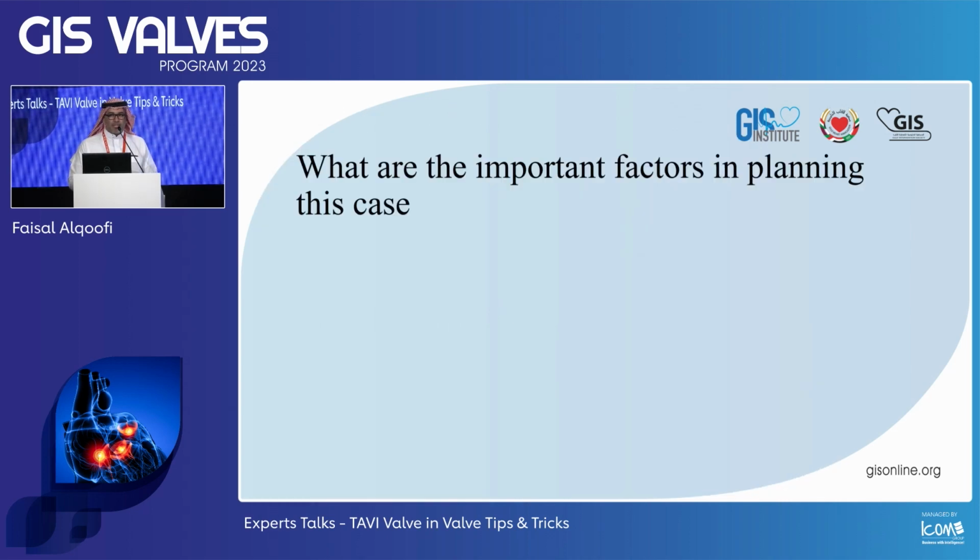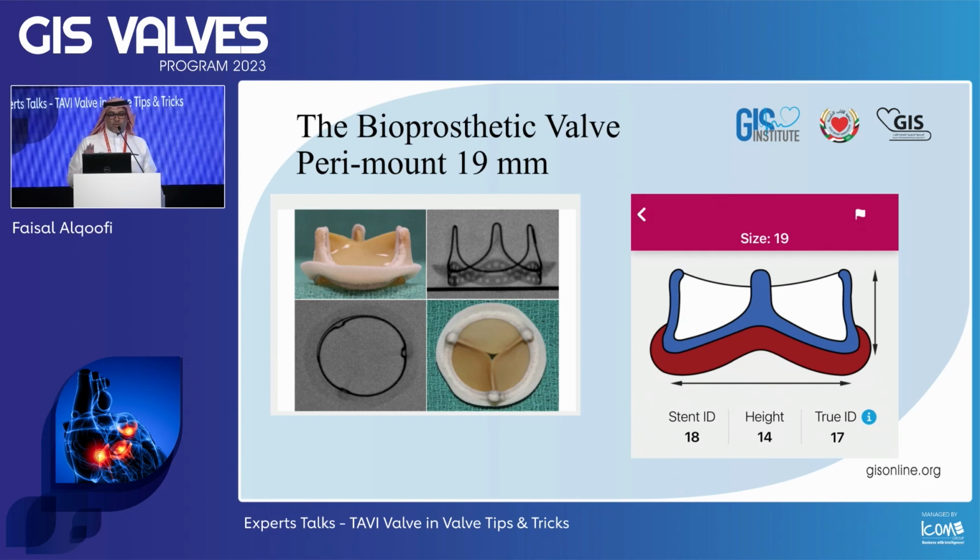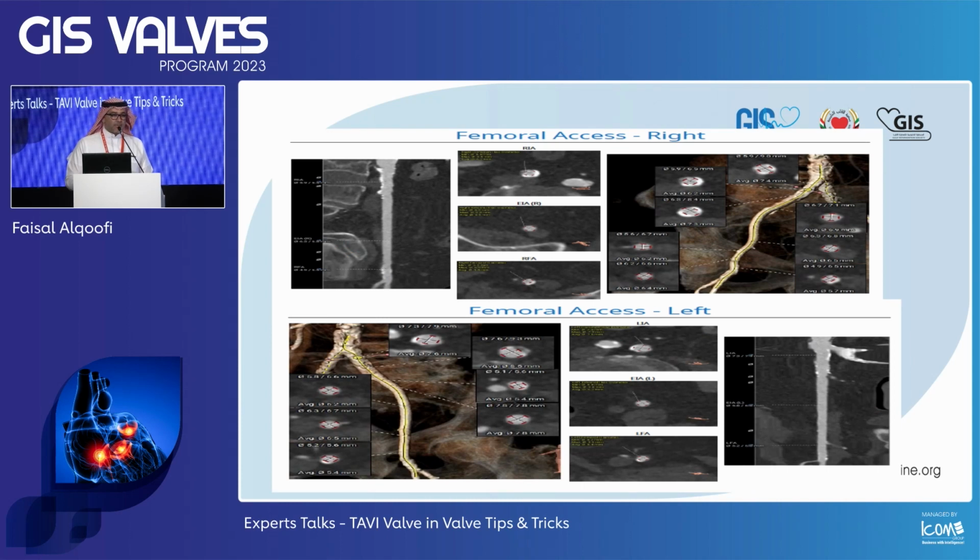So I'm going to stop here and ask the question: what are the important factors that are helpful for us as an operator to plan a TAVI valve in valve in the aortic position? The valve is a bioprosthetic valve. This is from the valve in valve app. It's a Perimount 19. The stent inner diameter, true inner diameter, is 17. The access is reasonable. There is no major contraindication to do a TAVI procedure in terms of the access.